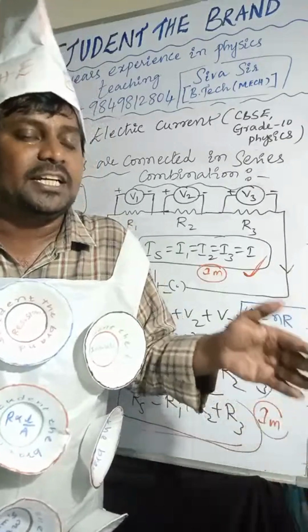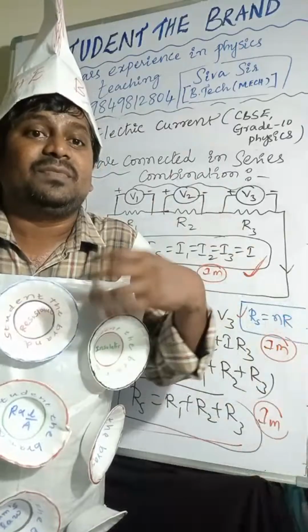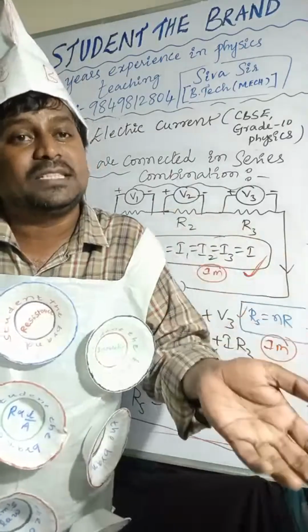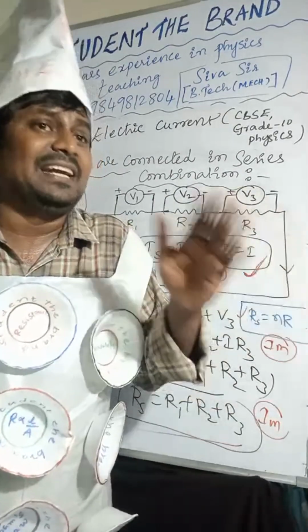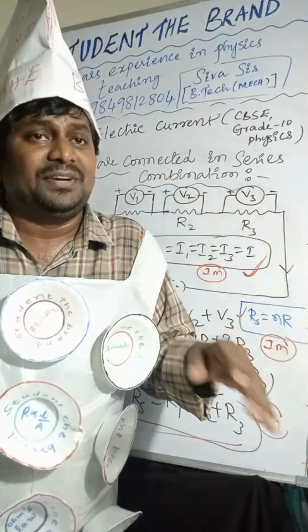Coming to resistivity, it is nothing but the resistance of the conductor per unit length and unit cross-sectional area. Resistivity does not depend on length and area. The SI unit of resistivity is ohm meter.